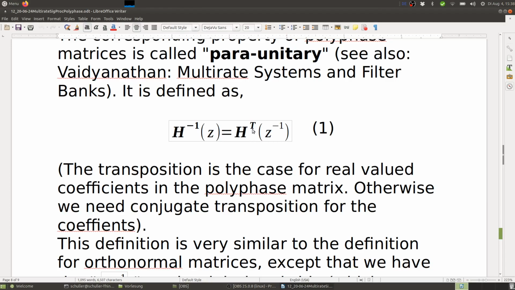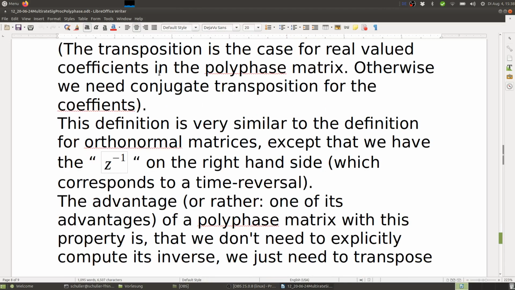So this definition is very similar to the definition of orthonormal matrices, except that we have the z to the minus 1 on the right hand side, which corresponds to a time reversal. Remember, when we have a time reversed signal, then its z transform has a substitution of z to the minus 1. So this is what we have here. We substitute z by z to the minus 1, which means underlying in the time domain we have a time reversal.